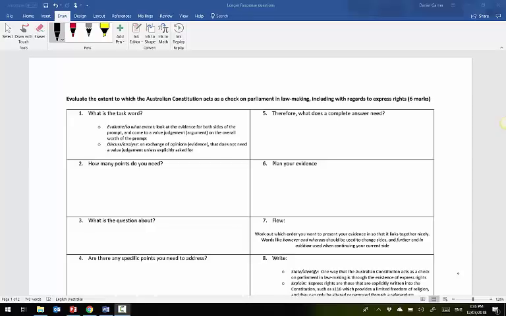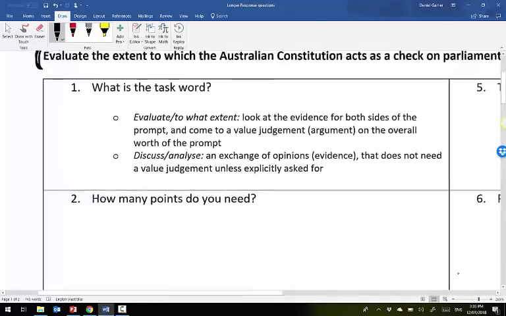To do that, I have included a sample question which we'll be using. That question is: evaluate the extent to which the Australian Constitution acts as a check on Parliament in lawmaking, including with regards to express rights. So for 6 marks. Longer response questions are generally 5+ marks, although occasionally you get some 4 markers that ask you to discuss or evaluate as well. But evaluate the extent to which the Australian Constitution acts as a check on Parliament in lawmaking. So, let's go through the process.